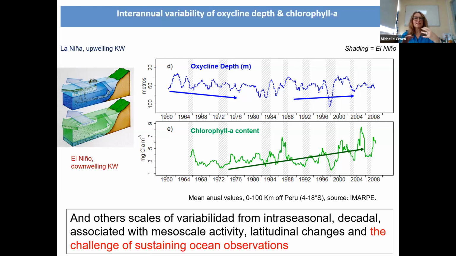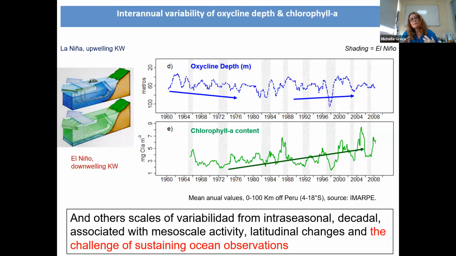And okay, this is interannual. We have seasonal, interannual, but we have also intraseasonal, decadal, and at a spatial level, we have also several variabilities associated with different latitudes, related with different conditions: all the tropical system, the equatorial system, and then the upwelling in the central and south part of Peru.